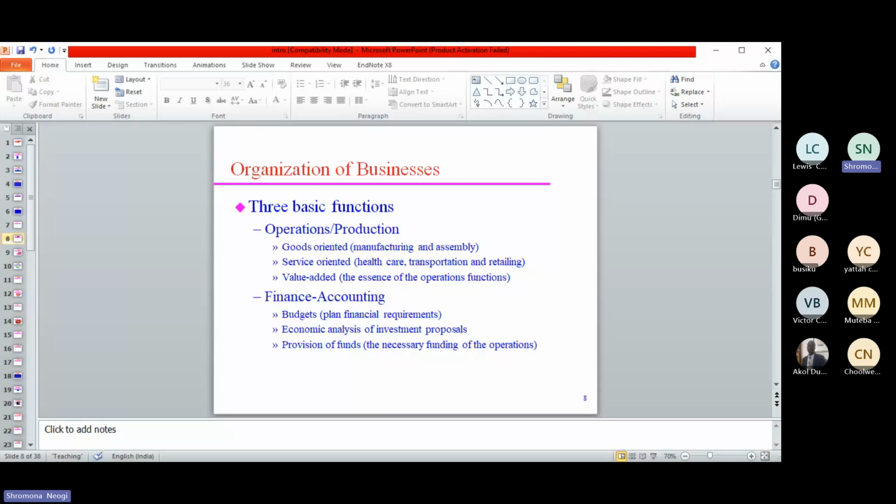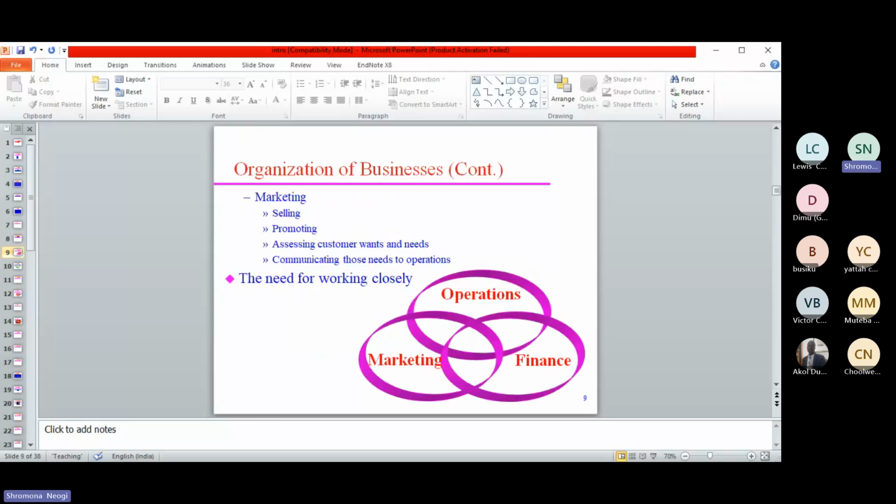Now, with operations, another basic function to be considered is also finance and accounting. The budgets, planning financial requirements, economic analysis of investment proposals. How is the economy doing? What can we source from where? Every context of the monetary things is also to be considered, and provision of funds. Where is it going to come from? How are we going to spend it? Where are we going to recover it from? Everything comes to finance and accounting, right? Now moving to the next, which is again closely related.